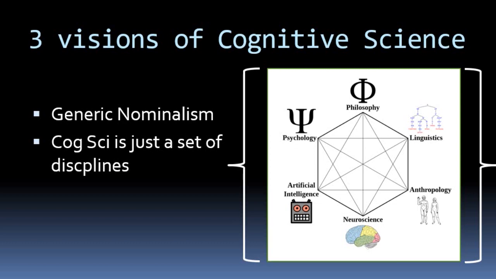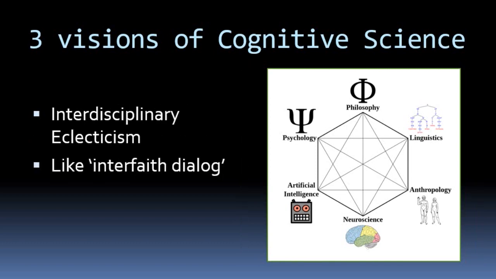If what we need in order to understand the mind is this integration, then generic nominalism isn't going to give us that. It's not to say that you can't do good work in neuroscience or anthropology or linguistics or psychology. If generic nominalism is where we end up, you can still study aspects of the mind, but you're not going to study an integrated mind in any important sense. Okay. So that's generic nominalism.